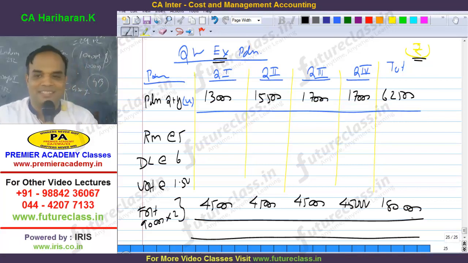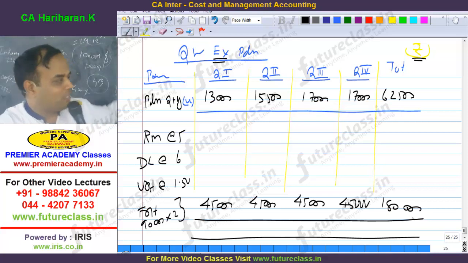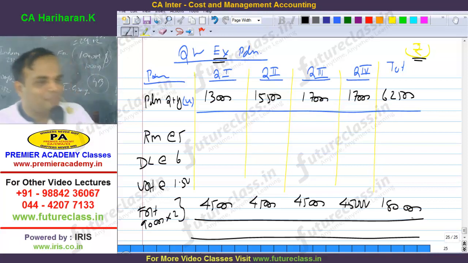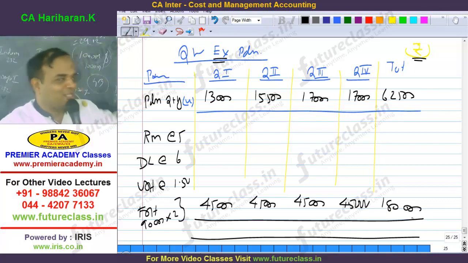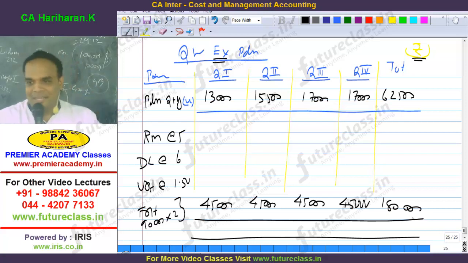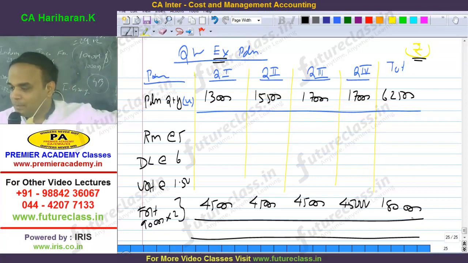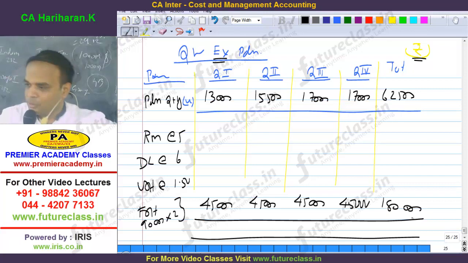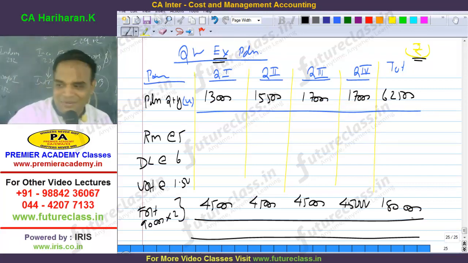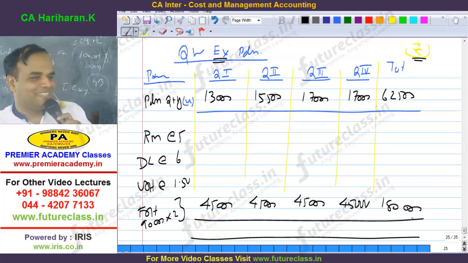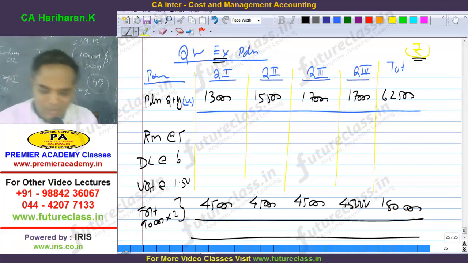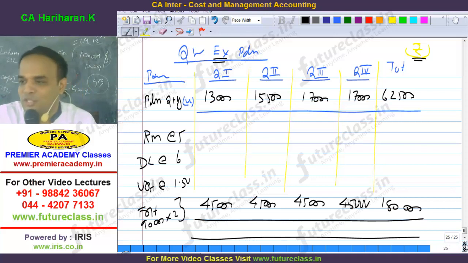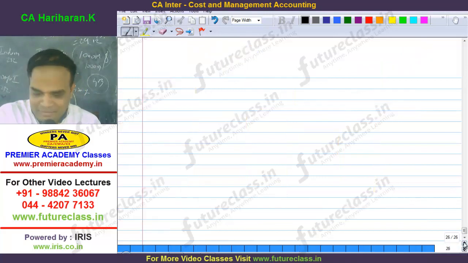Okay. Got it? So, you have to compute. Now, labor hours for how many? 90,000. Okay. Now, any doubts about the expenditure budget? One more requirement is that the multiplication you can manage.